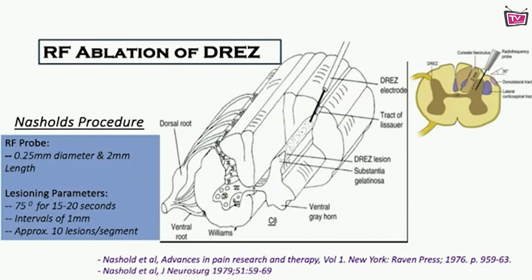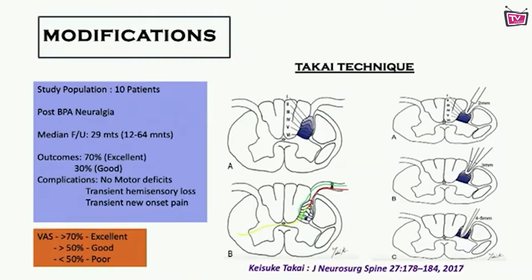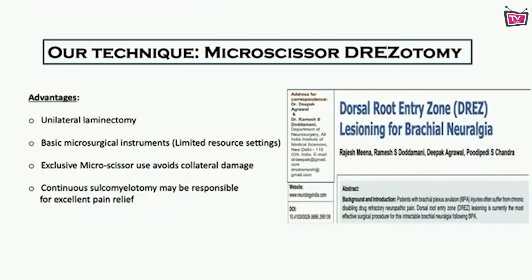Nashold's technique is basically the same, but they use RF probes at 1 mm intervals, and then they burn. The depth of the lesioning should be around 3 mm. That takes you to the Rexed lamina 2 region, where the pain-producing neurons are present. Various modifications have been done. This was from Japan, with only 10 cases, where they went deeper, to lamina 5, and did the lesioning, and found excellent results in 100% of patients, but again, it's just 10 patients.